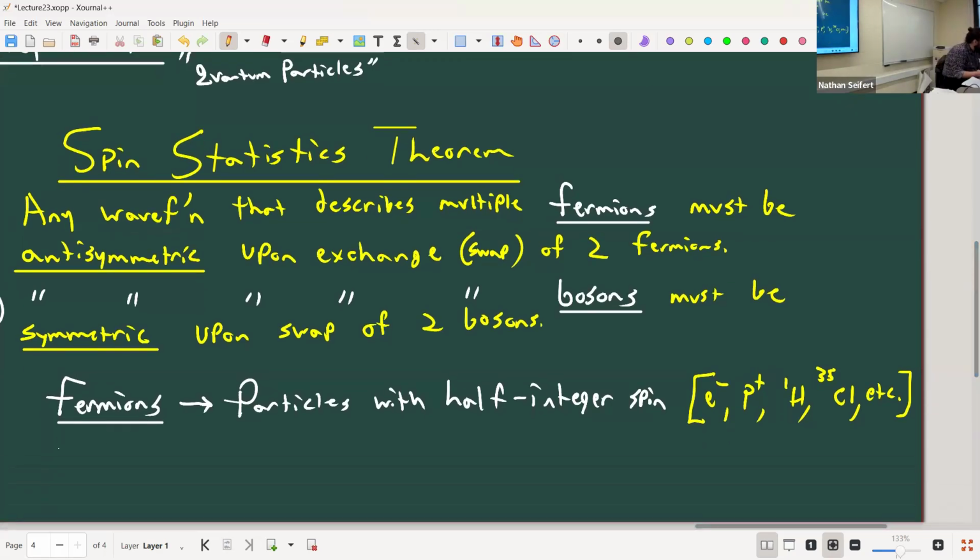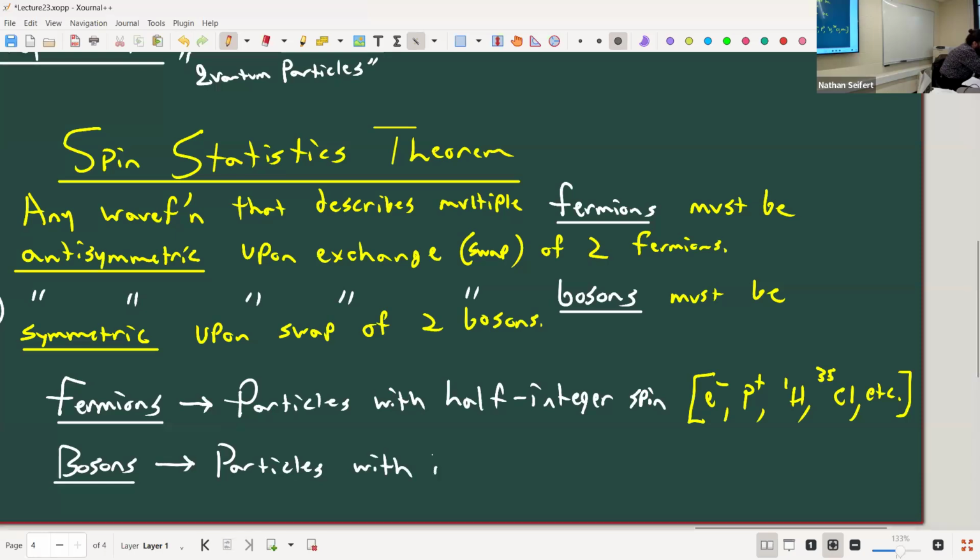And then bosons, named after an Indian physicist named Bose, who actually collaborated with Einstein to study these bosons, are particles with integer spin. Now, we haven't seen a particle with integer spin yet, but they exist. Some particles of integer spin are the helium atom, carbon-12. The photon is a boson, and etc.